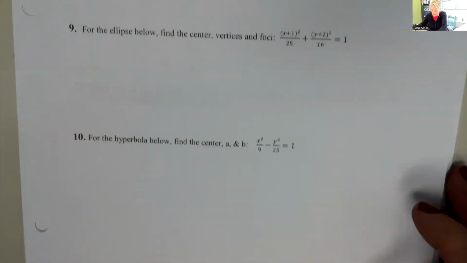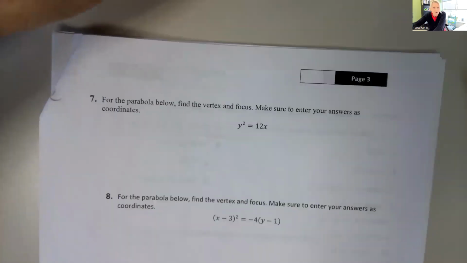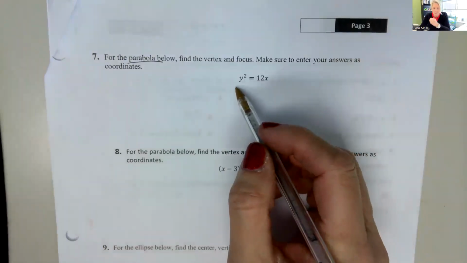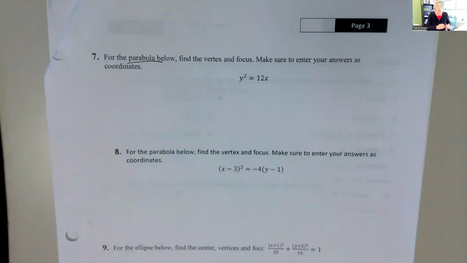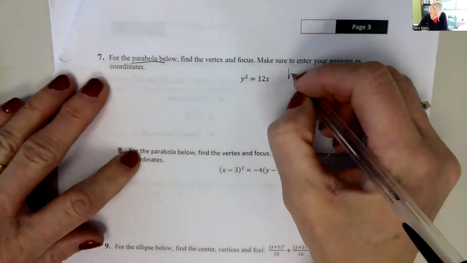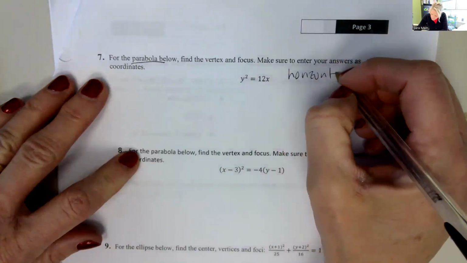Let's move to question number 7. So we have 7, 8, 9, and 10. Number 7 is over a parabola, asking us for the vertex and the focus. Go ahead and get out your notes for chapter 9. That will help you. I can tell by the setup that it's y squared equals 12x, so it's a horizontal parabola.